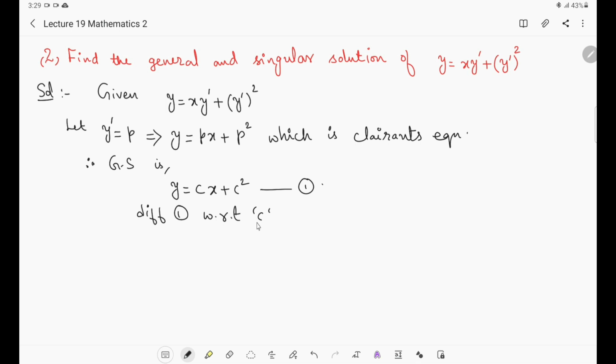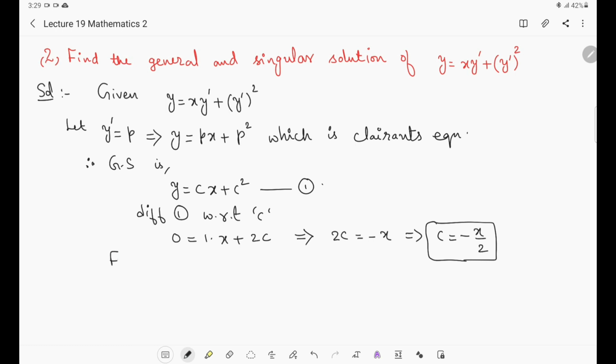We have to differentiate this with respect to c and eliminate c from this, then we will get the singular solution. So when we differentiate this with respect to c, y and x are constants. So the derivative of y with respect to c is 0, equal to the derivative of c with respect to c, which is 1, into x, plus the derivative of c square with respect to c, which is 2c. Now simplify this. When we simplify, we get 2c equals minus x, and c equals minus x by 2.